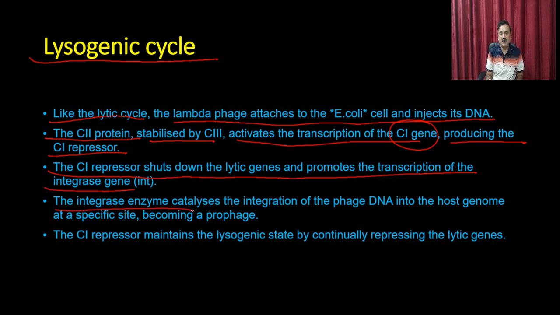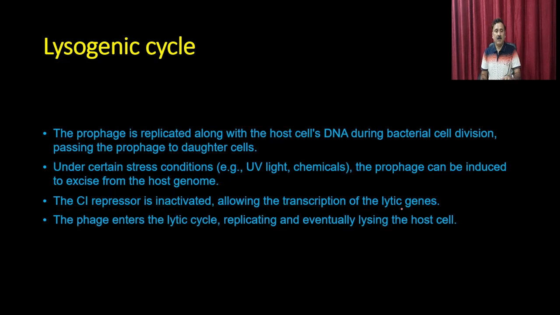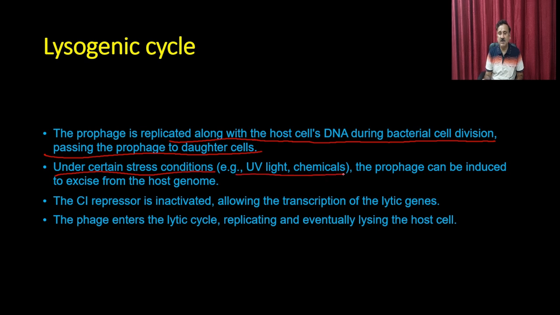The integrase enzyme catalyzes the integration of the phage DNA into the host genome at a specific site, becoming a prophage. The cI repressor maintains the lysogenic state by continuously repressing the lytic genes. The prophage is replicated along with the host cell's DNA during bacterial cell division, passing the prophage to the daughter cells. Under certain stress conditions, such as UV light or chemicals, the prophage can be induced to excise from the host genome.